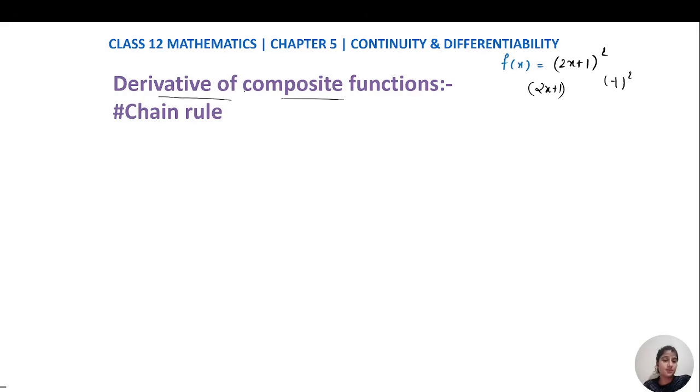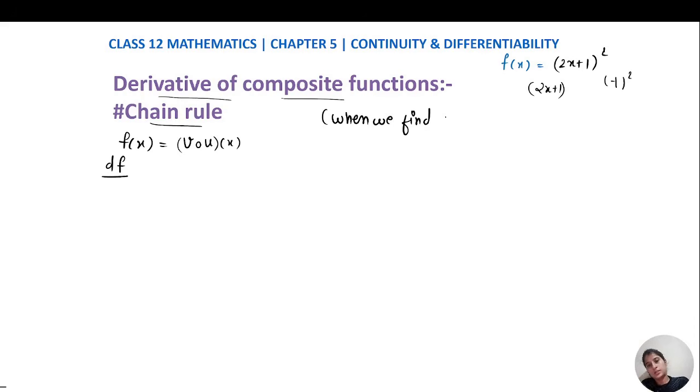For that, we have what is called the chain rule. Suppose my function f of x is of the form v composition u, that is, v composite u function. To find its derivative, whenever we find a derivative, we always find it with respect to the independent variable.